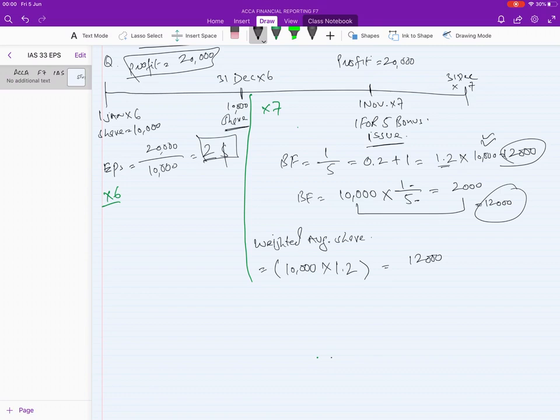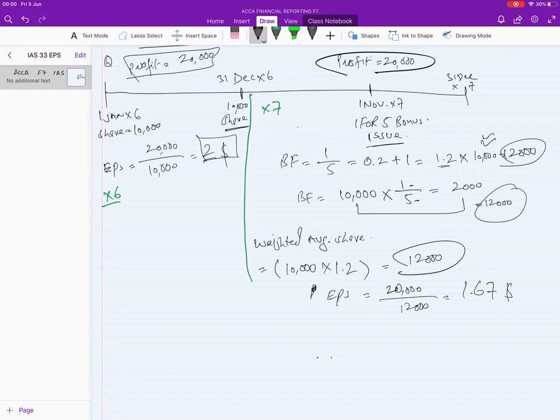Now profit is EPS. How will we calculate EPS? EPS is profit divided by number of shares. 20,000 divided by 12,000 will give you $1.67 per share.